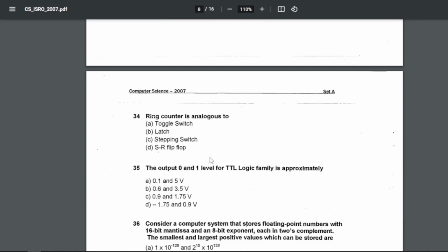34. The question is: a ring counter is analogous to what? The ring counter is analogous to a stepping switch.